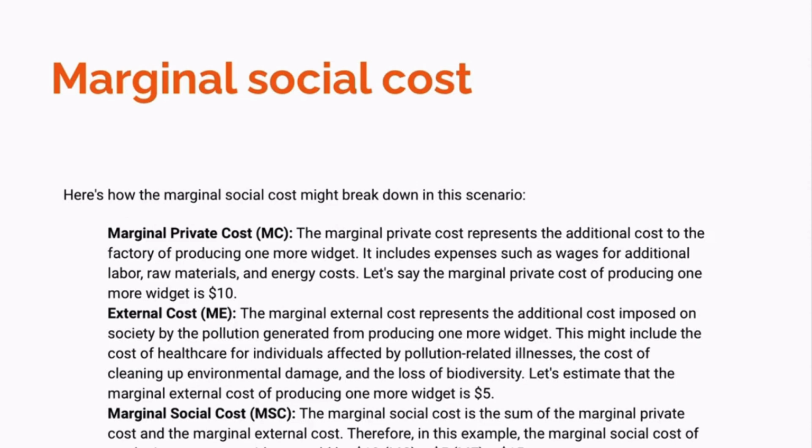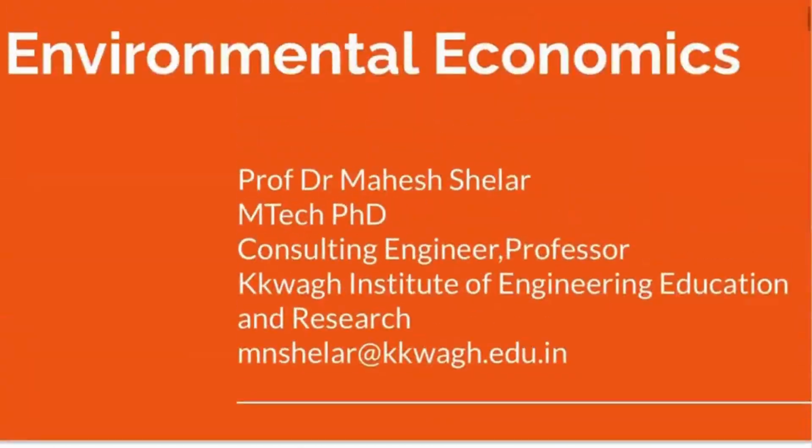So let us say that for producing one more widget, that one more product, that additional cost is $5. So then the marginal social cost is simply an addition of marginal private cost, which in my case was $10, and the external cost which has to be borne, right? That becomes $5, and thus the total marginal social cost is marginal private cost plus external cost, which comes to $15. So this is how we calculate the marginal social cost.